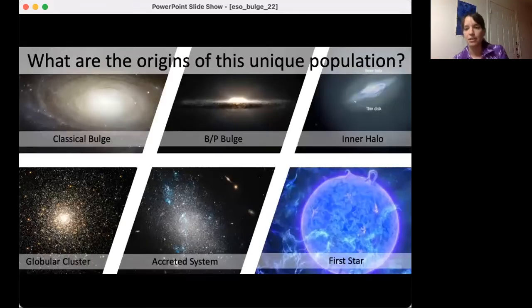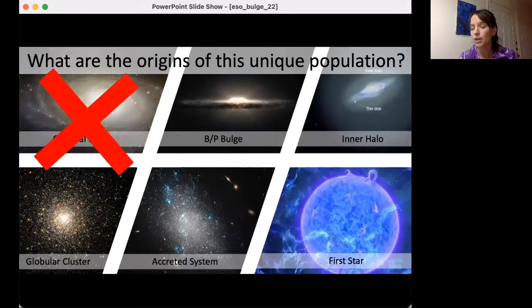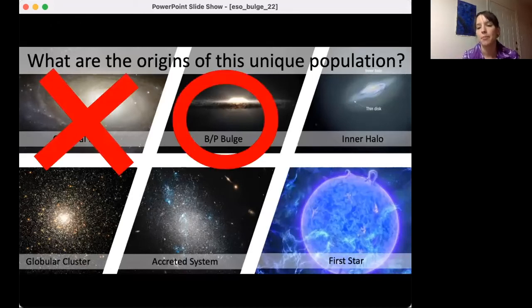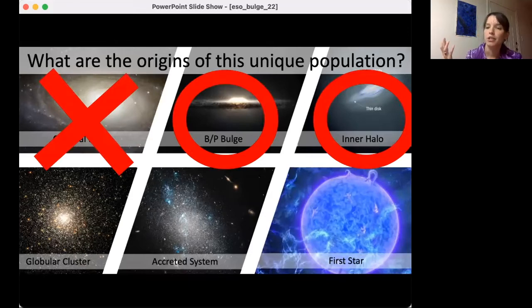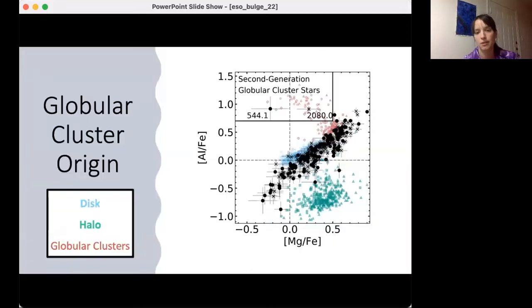So what we found from this work is no, we don't find any evidence for a classical bulge component. We do have evidence for that boxy peanut bulge with an overlapping halo population that is causing that signature of a higher velocity dispersion in the metal poor stars. So next we'll look at the chemistry to dig deeper into some of these other possible origins.